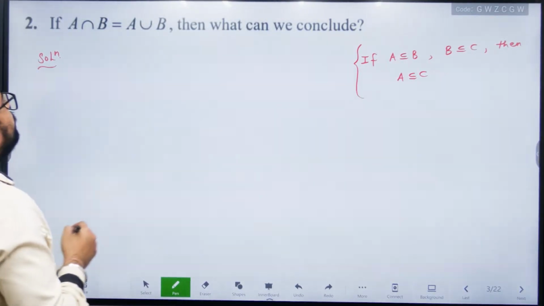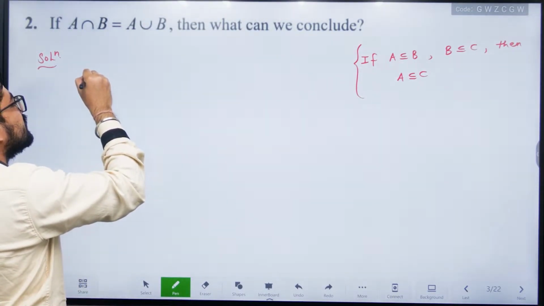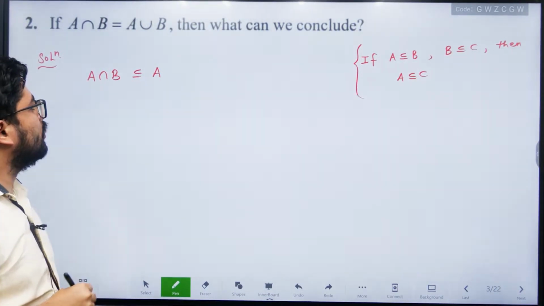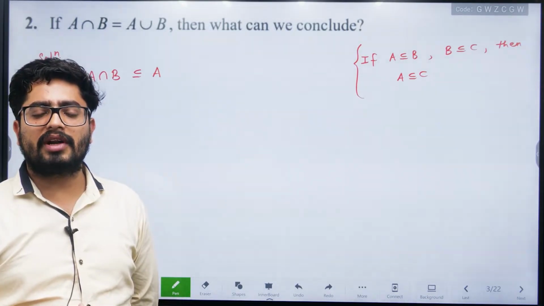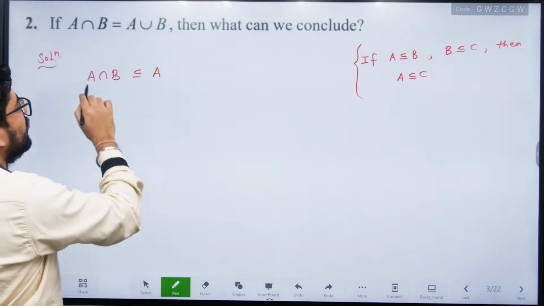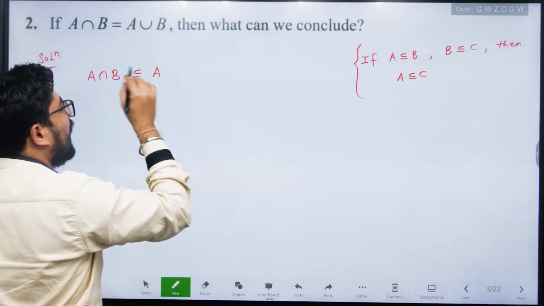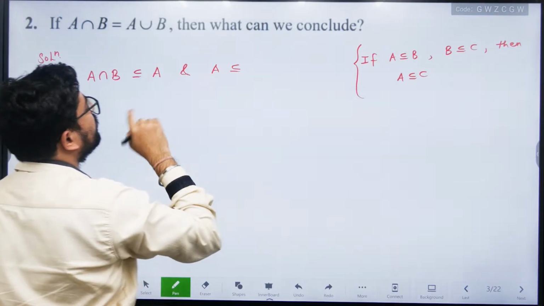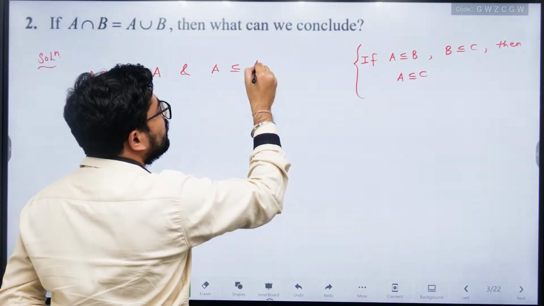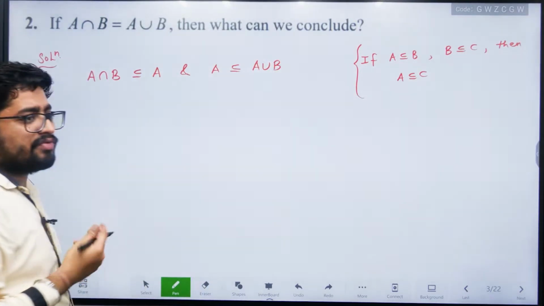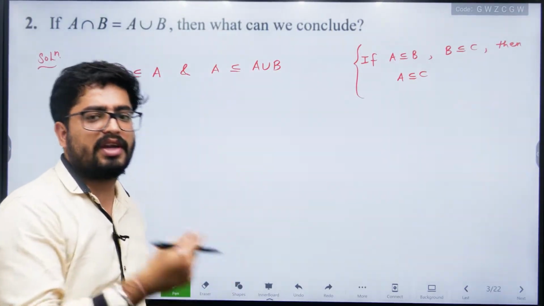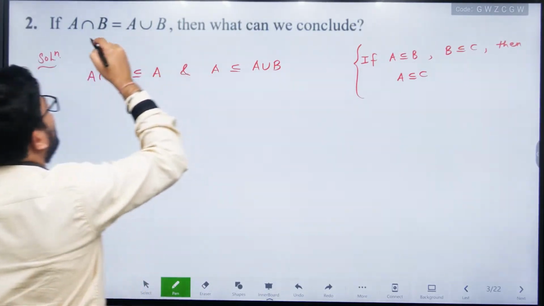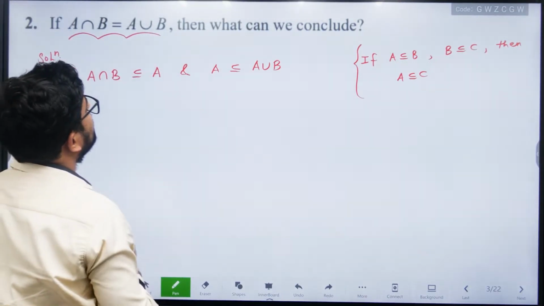Now we know one thing, that A intersection B is a subset of A, because A intersection B is the collection of all the common elements of A and B. So every element here belongs to the set A. And A is a subset of A union B, because if you choose any element from A, that must be in your A union B, because of the definition. So from here we know that A intersection B is A union B.